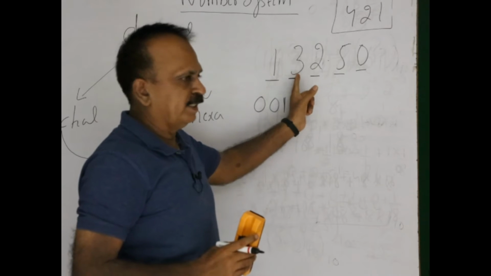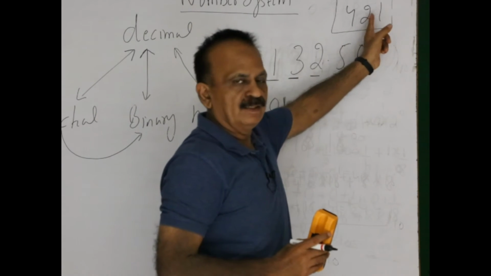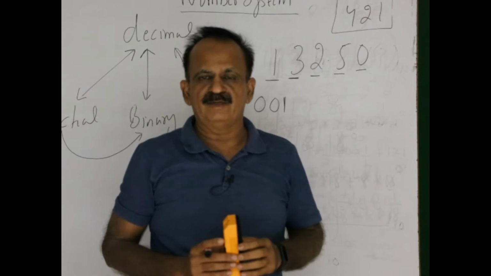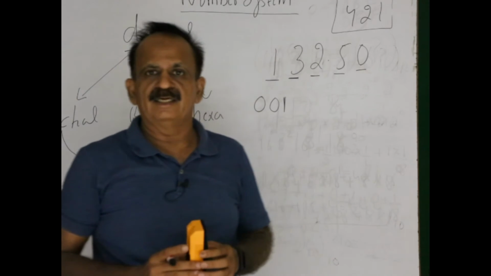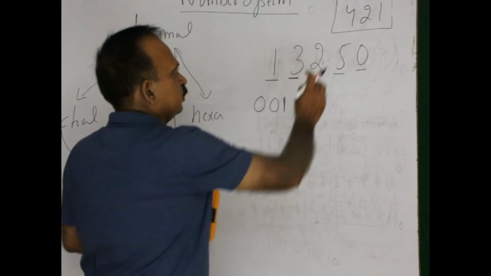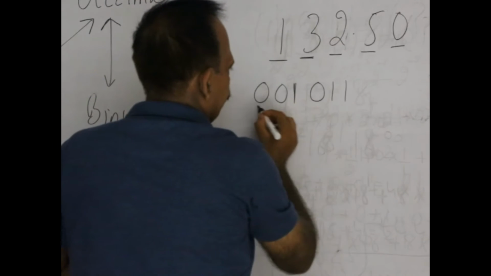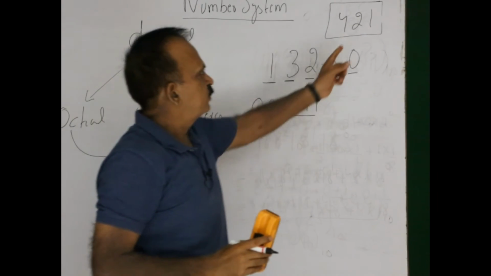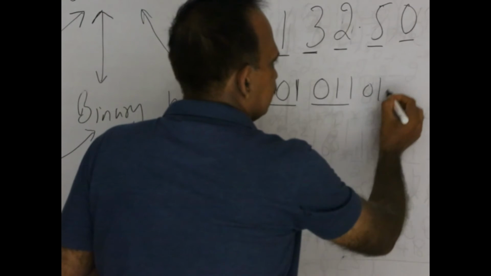The next one is 3. How can I get 3? 2 plus 1 is 3. So I am using 2, I am using 1. I will write 1 for these two numbers and 0 for 4. So here the code will be 0, 1, 1. So this is for 1, this is for 3. 2: straight away I am getting 2 here. The code will be 0, 1, 0.